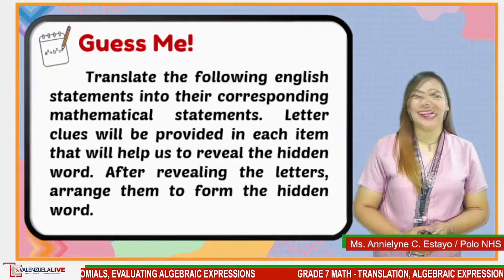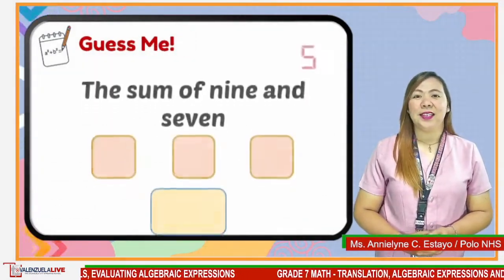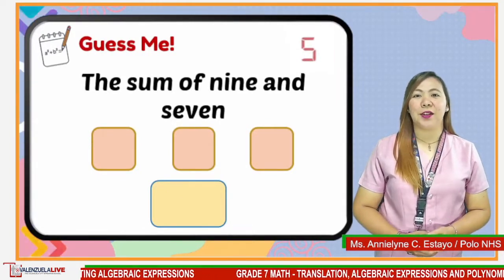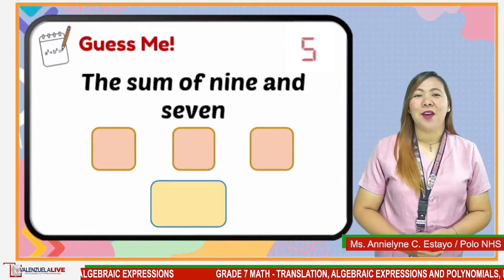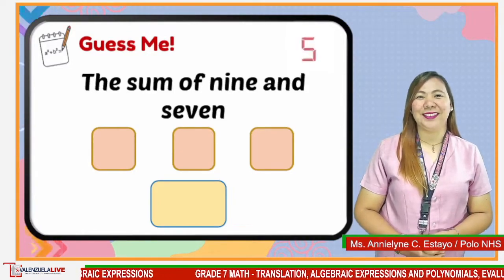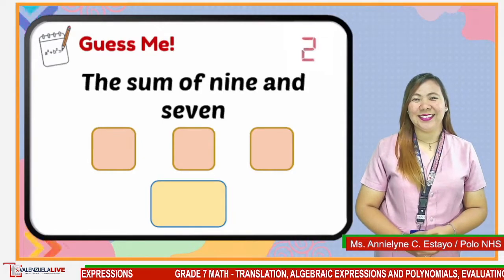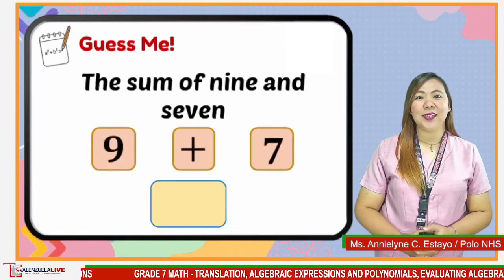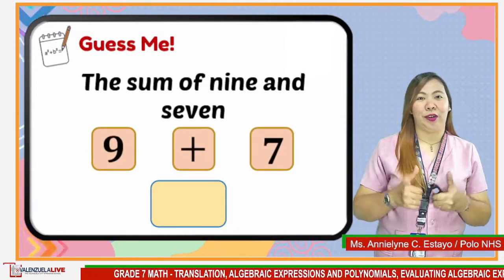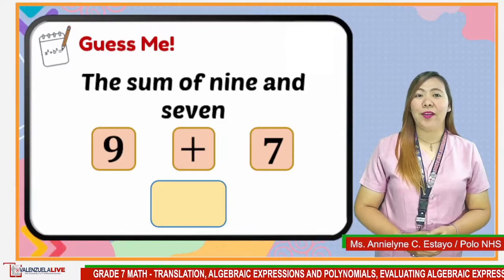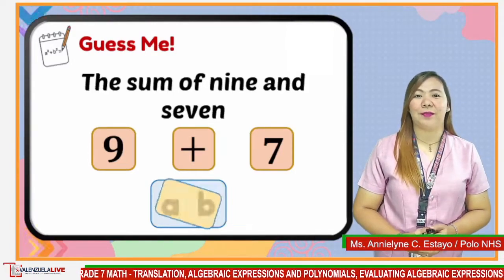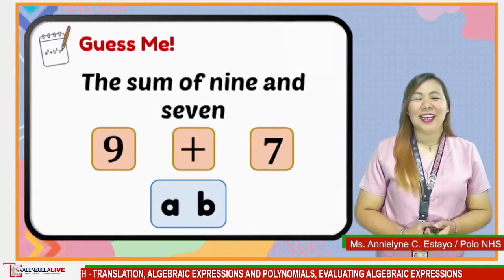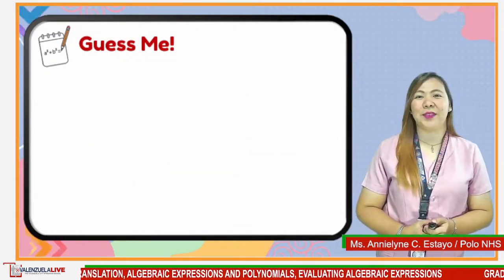Let's start. First is the sum of 9 and 7. Kindly type your answer in the comment section below. 5 seconds, go. If your answer is 9 plus 7, then you are correct. Let us see what are the corresponding letters for this given. We have the letters A and B. Let us have the second given.